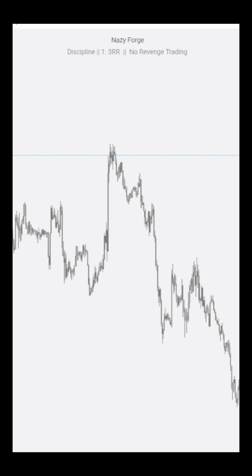This is one example. Let's look at another one. So here is another good example of a breaker block. Price was trending up, you know.